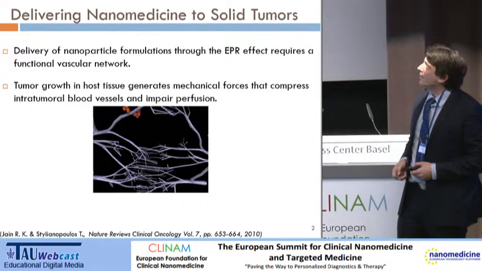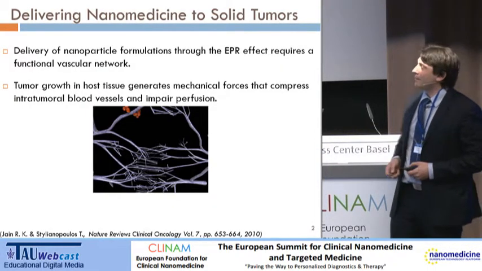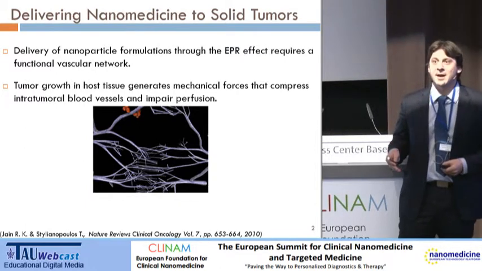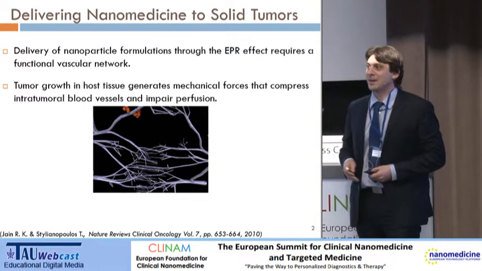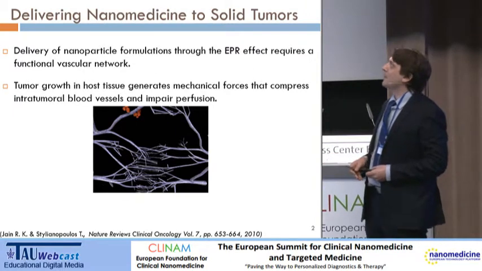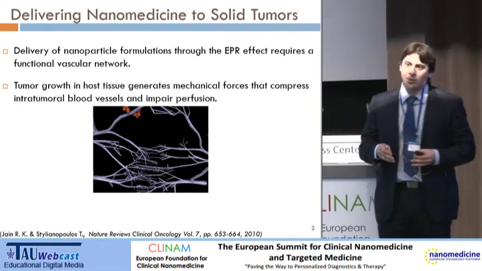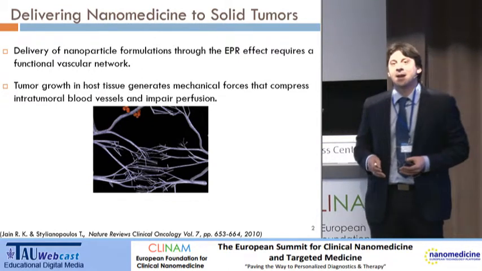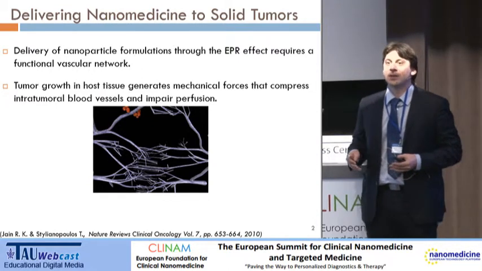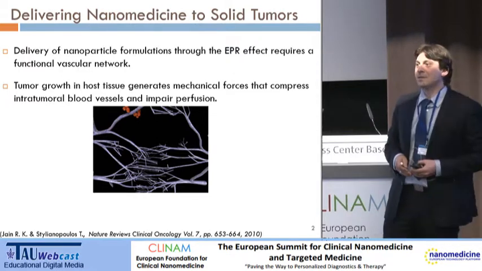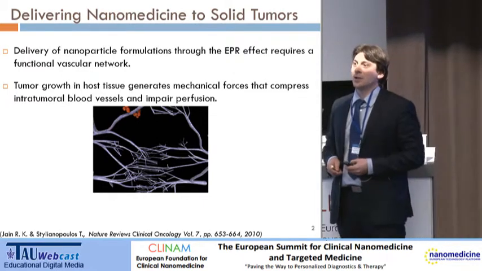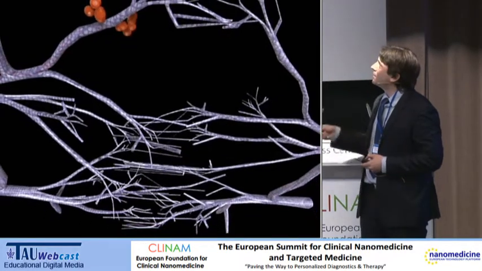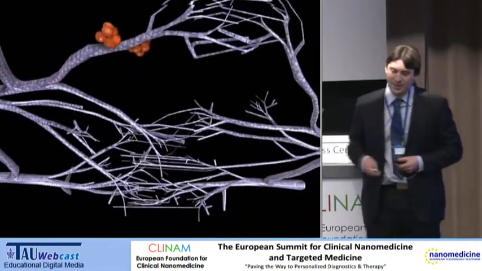So we all agree that effective delivery of nanoparticle formulations to solid tumors utilizing the EPR effect requires a functional vascular network. Now the problem that we have in many tumors is that the tumor grows in the confined space of the host tissue. So this generates mechanical forces that can compress and eventually collapse intratumoral blood vessels, and this will reduce tumor perfusion. And we have a nice movie here where you see this phenomenon.